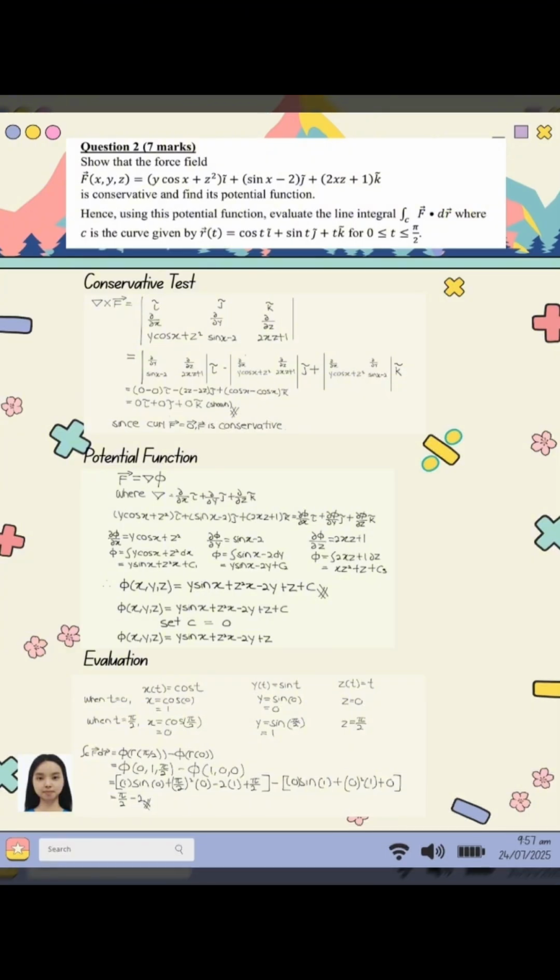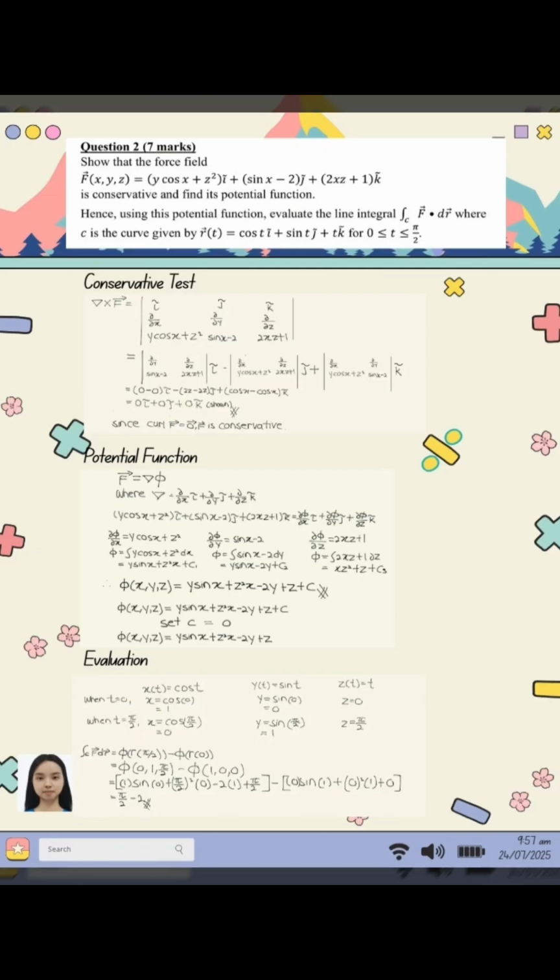After that, we evaluate the line integral where C is the curve given by the vector. The vector is cos t i plus sin t j plus t k, where the limit of t is between 0 and pi. We need to calculate the phi equation at the highest value of t minus the phi equation at the lowest value of t. We will find all the values of x, y, z when t equals 0 and when t equals pi.